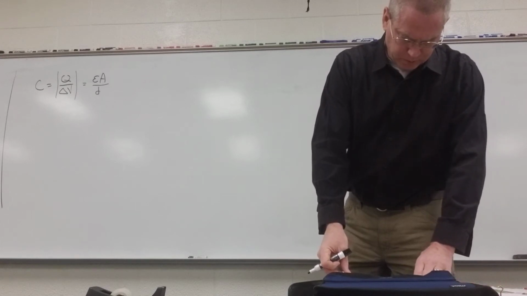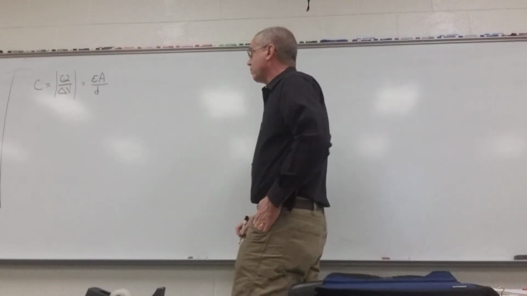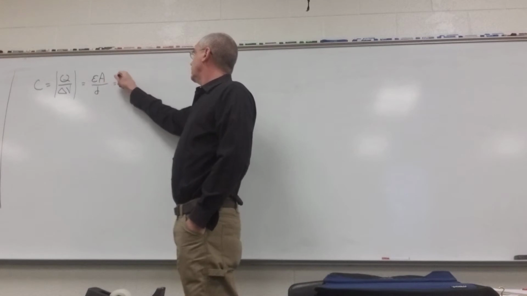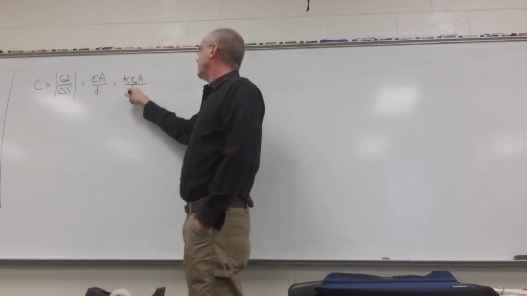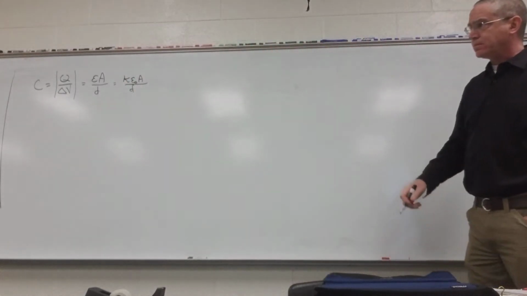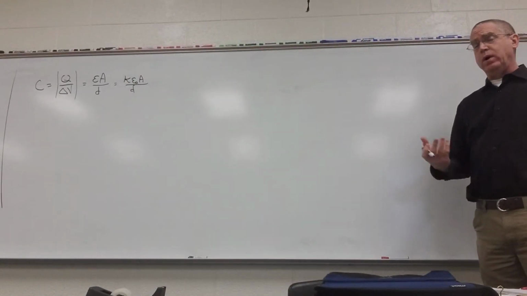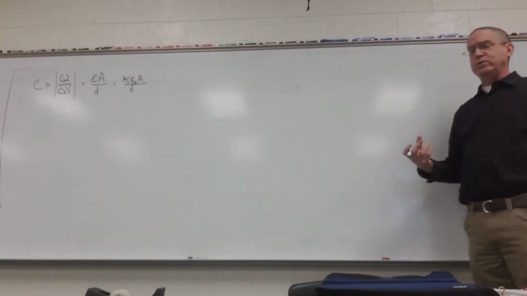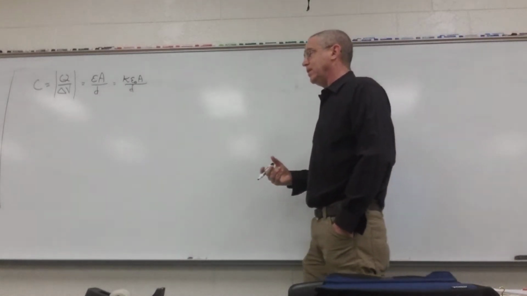Should always beware when I'm about to go off of memory. All right, I'll check. Which is kappa epsilon sub naught A over D. Now kappa is equal to 1 if you're talking about a vacuum, otherwise known as free space, or if air, which is close enough to 1.